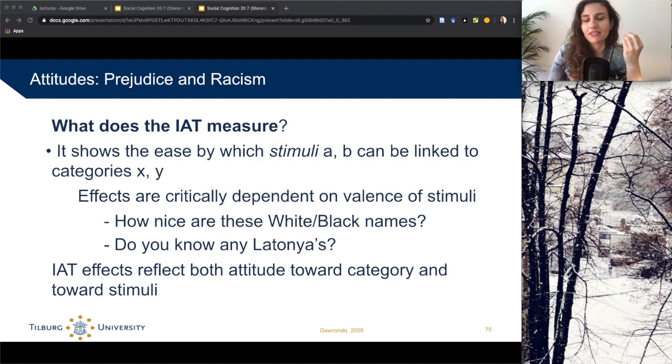The effect, however, is critically dependent on the valence of the stimuli. So, for instance, on how nice the names are. How nice do you think the name Shanice versus Mark is? And it also depends on perhaps how many Shanices or Latoyas or Marks or Debbies you know. So in a way, you could say that the IAT reflects both the attitudes towards the category and also towards the stimuli. So it's not a pure reflection of people's attitudes, but it also necessarily captures some reactions of our participants when they take the IAT to the specific stimuli that are being used.